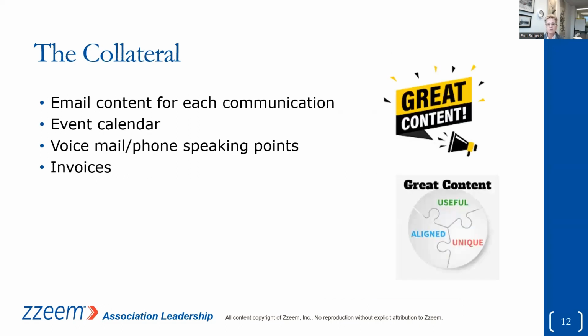Now, in terms of the collateral, you're going to need a lot of different things to be lined up in advance. You want to make sure that for each communication, and remember that's 6 to 9 communications, and they're all going to be slightly different, you need email content for each of those. So you want that organized in advance. You need your event calendar. That's something that you're going to have on your website and that you're going to link to from that renewal campaign email. So make sure you've got that lined up.